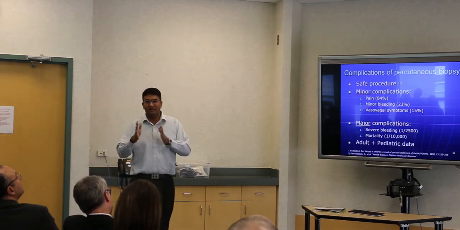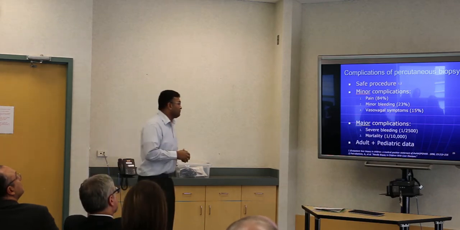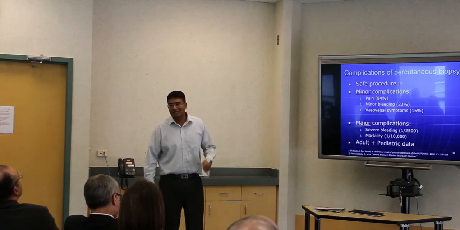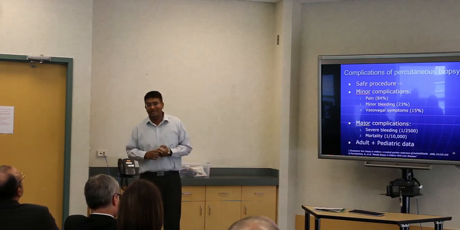Different studies have defined severe bleeding with different criteria, and it's said to be 1 in 2,000. This is again adult and pediatric data. And the mortality is said to be 1 in 10,000.